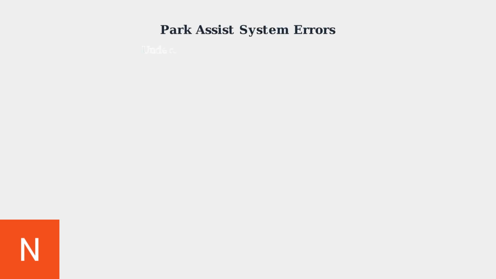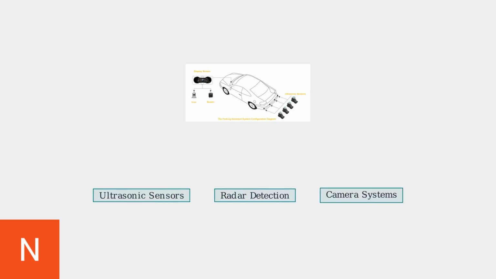Park assist systems are now standard in 85% of new vehicles as of 2024. These sophisticated systems integrate multiple sensor technologies to help drivers park safely and accurately. Modern park assist systems combine three main sensor types: ultrasonic sensors for close range detection, radar sensors for medium range scanning, and camera based systems for visual processing.